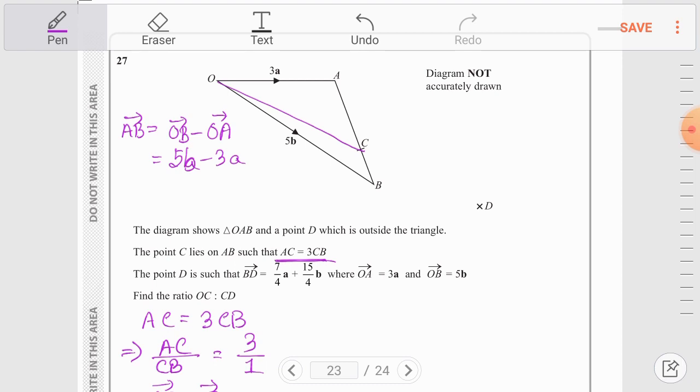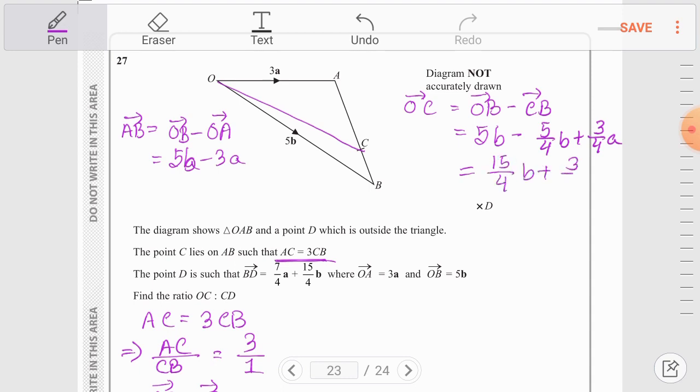So as we have CB, from the diagram, if we connect OC, we can directly find the value of OC. That would be OC is equal to OB minus CB. OB was 5b, minus 5/4 b plus 3/4 a, and if you subtract this, you get 15/4 b plus 3/4 a. So this is the value for the line OC.